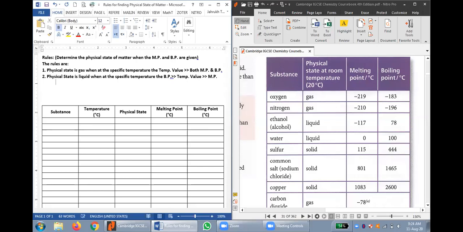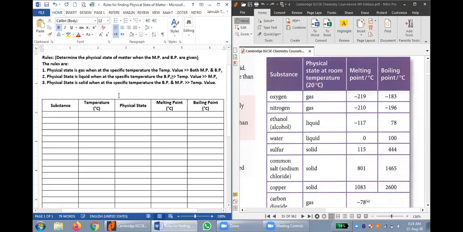And number 3 and last, physical state is solid when at the specific temperature the boiling point and melting point are actually both greater than temperature value. This temp is actually temperature. Okay? So that's about it.